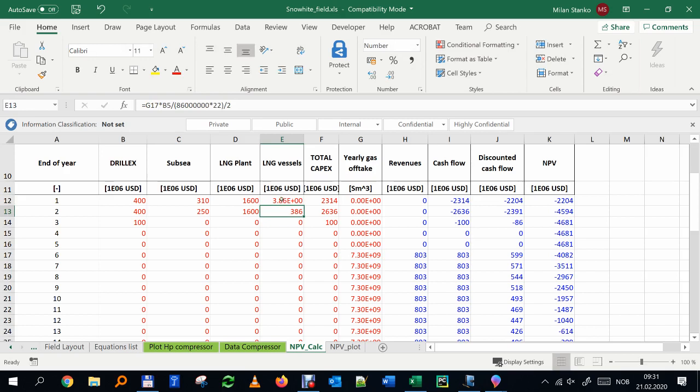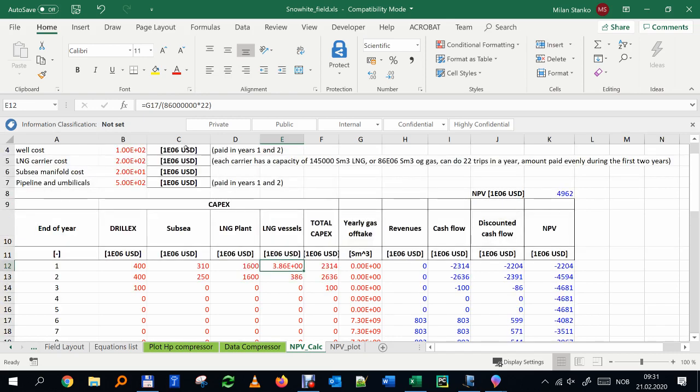Okay, so I need 3.86 carriers. That means I need 4, right? I cannot have 3.5 carrier. I cannot have 3.5 ship. I have to buy 4 ships. And after I have the cost of that ship, I simply multiply the number of ships times the cost of that ship. And then I'm saying that that number will be paid evenly during the first 2 years. So I have to divide by 2. Okay, 386 million each year, year 1, year 2.